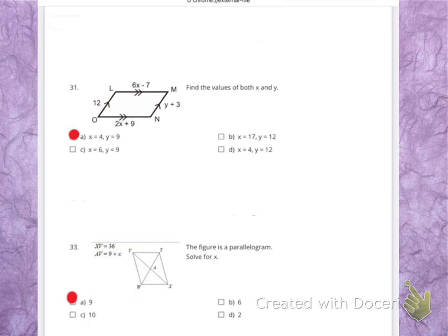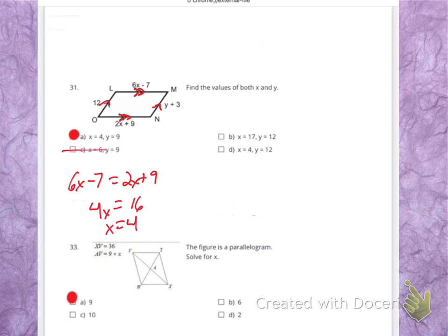Let's see here. 31, find the values of both x and y. Okay, so this tells us that they are parallel. That's parallel to that, that's parallel to that. So what we need to do here is I'm going to have 6x minus 7 is equal to 2x plus 9. Minus the 2x to each side, and plus 7 to each side, I'm going to have 4x is equal to 16. x is going to be 4.